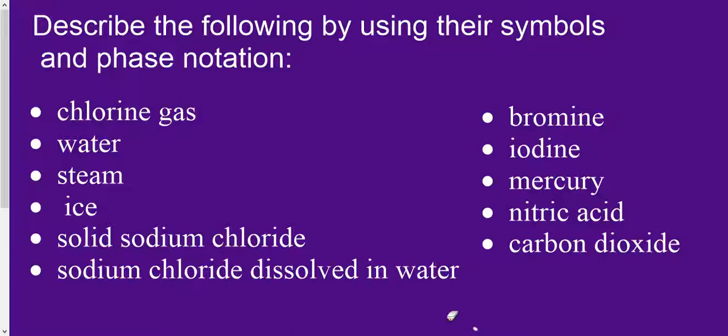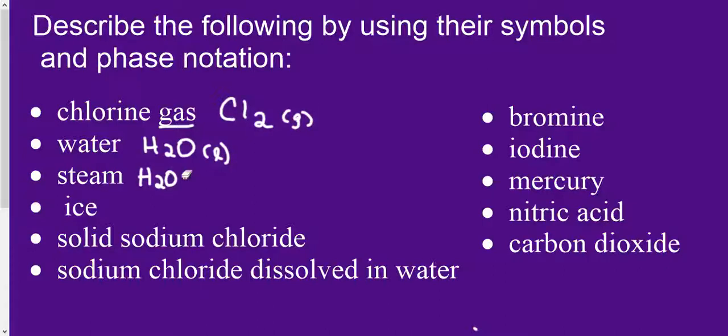So, for the following, chlorine gas, we would indicate that with a Cl, and since chlorine is diatomic, we want a 2 there. It tells you that it's a gas, so we will indicate that with a lowercase g. Water would simply be H2O, l for liquid. Steam would be H2O, g for gas. Ice would be H2O, s for solid.